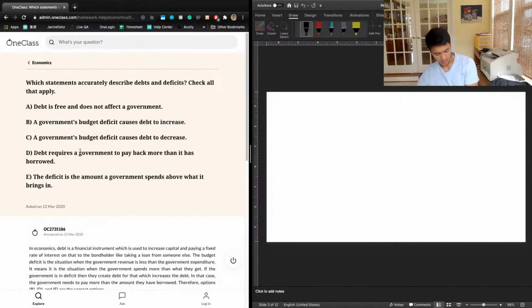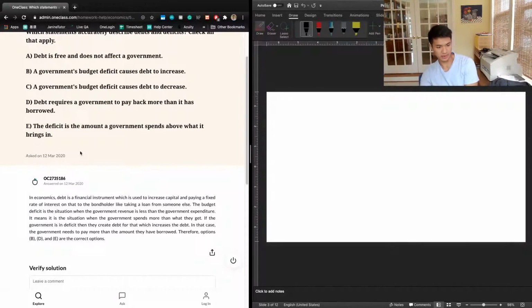And so let's take a look at the previous tutor's answer. In economics, debt is a financial instrument which is used to increase capital and paying a fixed rate of interest on that to the bondholder, like taking a loan from someone else. The budget deficit is a situation where government revenue is less than government expenditure. It means it is a situation where the government spends more than what they get. If the government is in deficit, then they create debt for that which increases the debt. In that case, the government needs to pay more than the amount they have borrowed. Therefore, B, D, and E are correct, and that matches up with what we said. Great.